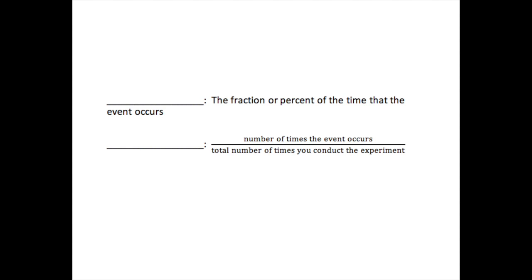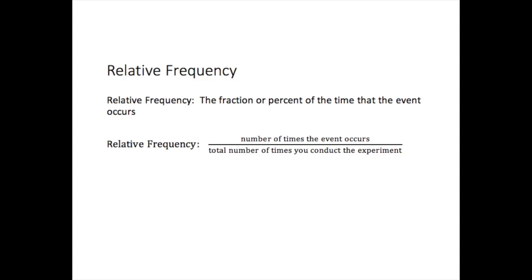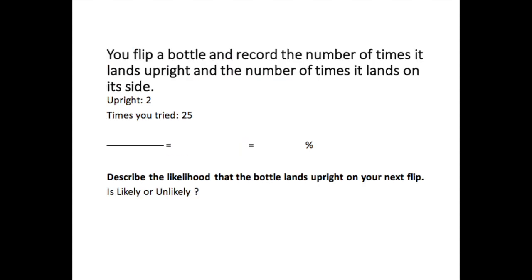Relative frequency is the fraction or percent of the time that the event occurs. We find that by putting the number of times the event occurred over the total number of times you conducted the experiment. In a total of 25 flips. That's enough information to set up our relative frequency.